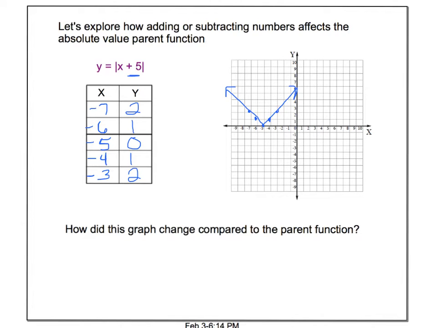Is that what you thought would happen? How would we talk about that in comparison to the absolute value of x, the parent function? Here's the tricky part. Inside our absolute value symbol, we had a +5, but our graph moved to the left. I think most of us would have thought that it would move to the right. Here's how I can explain that this is happening.